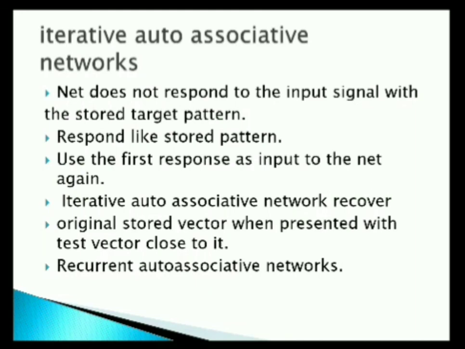Next, iterative auto-associative networks. Here the net does not respond to the input signal with the stored target pattern, but responds like the stored patterns. The first response is used as input to the net again. The iterative auto-associative network recovers the original stored vector when presented with a test vector close to it. The recurrent auto-associative networks use the first response as input to the net again.